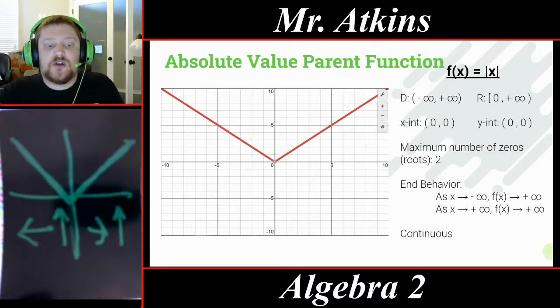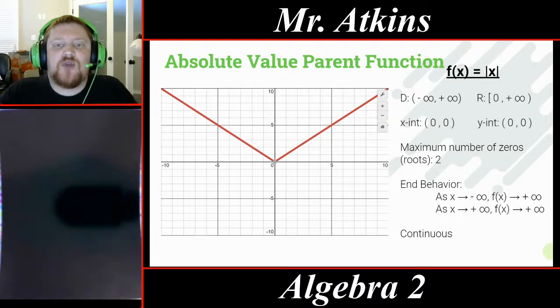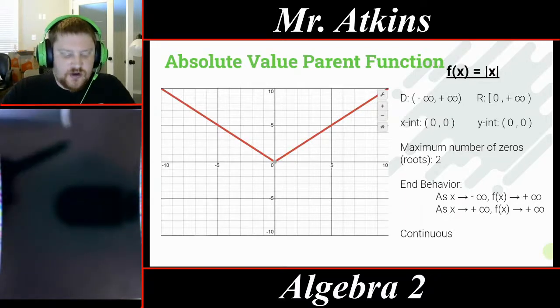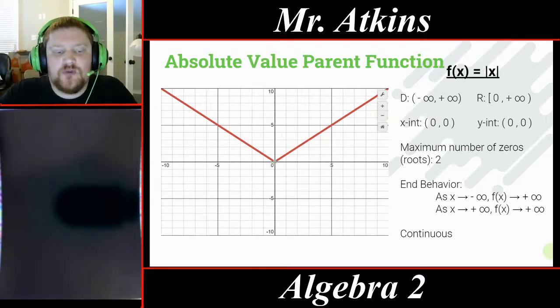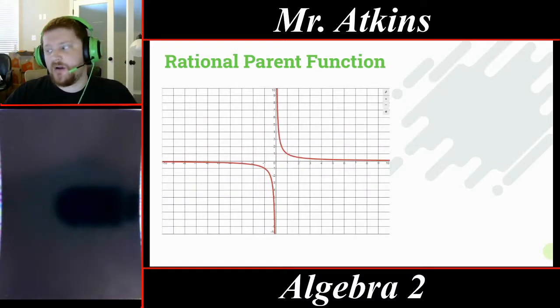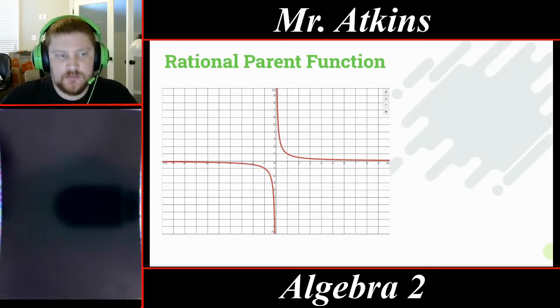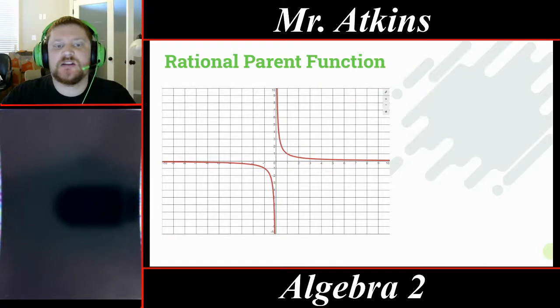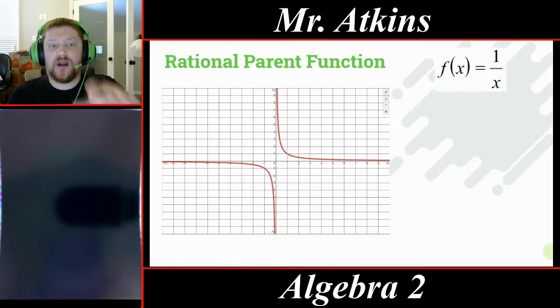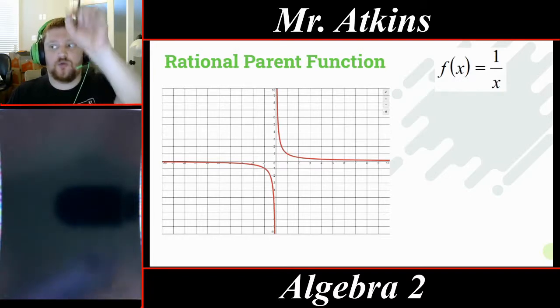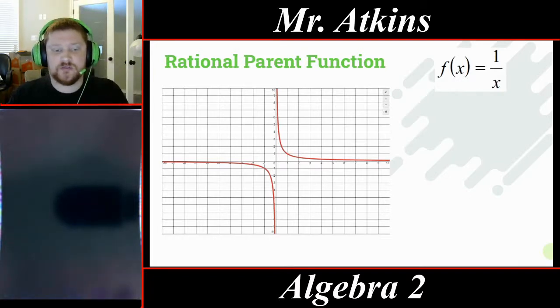Third and final function that we're going to look at today is the rational parent function. This is a graph that you probably have not seen before, but if you have, it may look very confusing. This is what the parent function itself looks like. So the reason we call it a rational function is because the equation of it has x in the denominator. It is a ratio. So the parent function itself is f of x equals 1 over x.